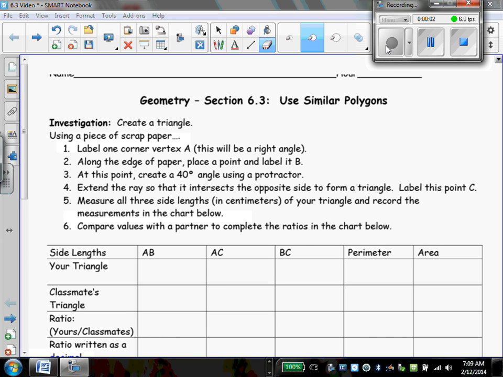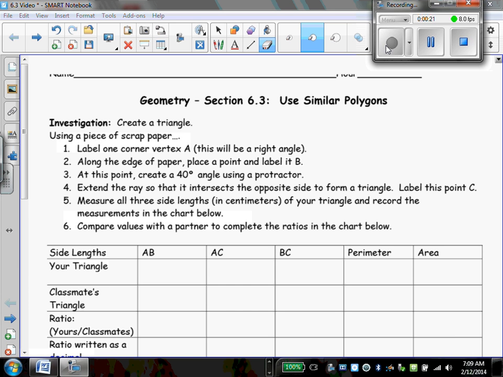All right, everybody. Welcome to 6.3. We are going to start talking a little bit about similarity here now that you've gotten some background on, or remembered some background at least, on proportions and ratios and all of those good things.